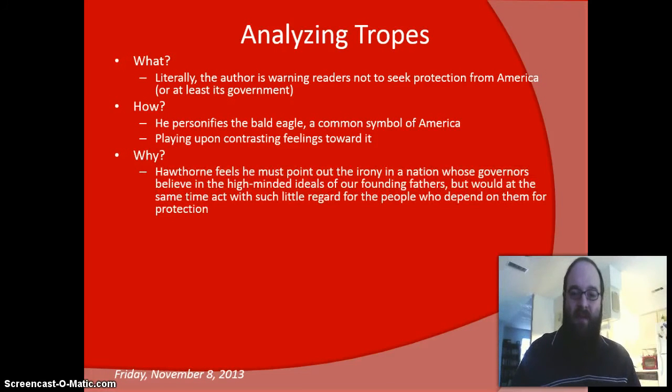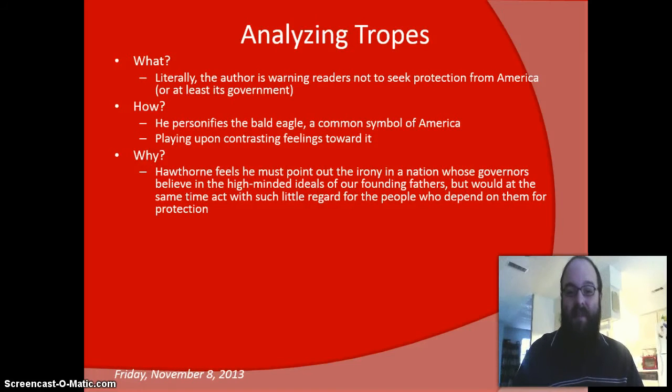Well, Hawthorne feels that he must point out the irony in a nation whose governors believe in the high-minded ideals of our founding fathers, but would at the same time act with such little regard for the people who depend on them for protection. Remember, Hawthorne was ousted from office not because he wasn't good at his job, but because he was the wrong political party. And you can imagine all of the necessity for having a Whig at the Port of Salem, right? That will really help the Whig Party. It was purely partisan politics. It was favoritism, presidential favoritism, and so he was very annoyed by that.